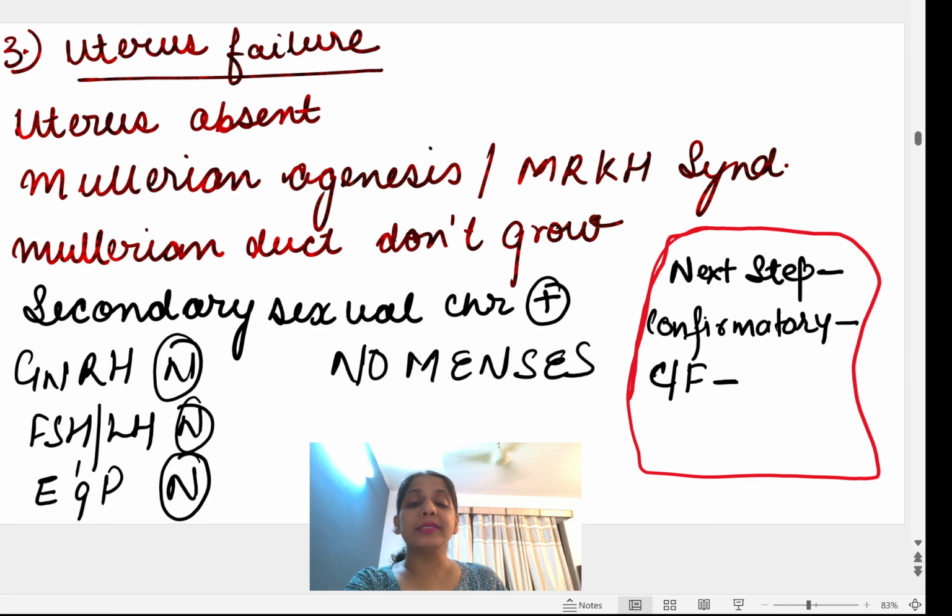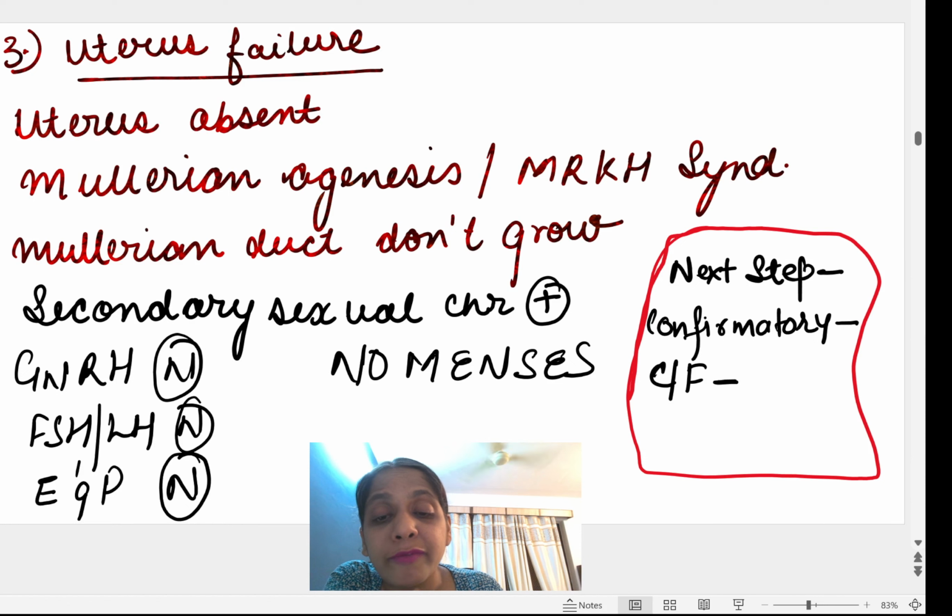So per rectally we are going to see whether the uterus is there or not. So then we will get the ultrasound done. Most of the time it is asked what is the next step. Karyotype is not the next step. The next step is, on examination we found in this patient that there was no uterus. On per rectum we found that there was no uterus. So now we are going to get the ultrasound done to confirm the finding.